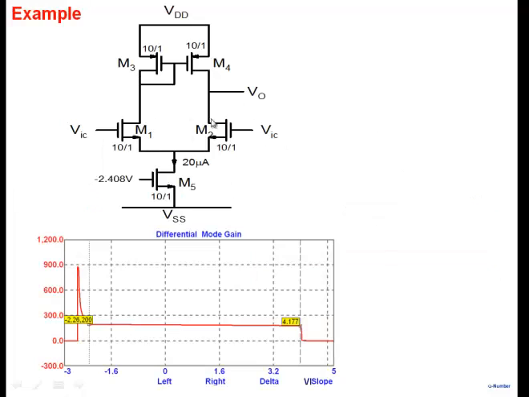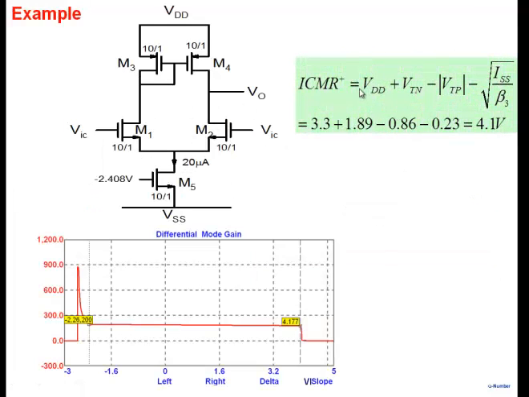All right, let me give you an example. The same example here, 20 microamperes. If I plug in all the values, VDD, VTN, VTP, and all of that, we get ICMR plus as 4.1. Even though the supply voltage is 3.3, ICMR plus is 4.1. The reason you can see here is that VTN is large because of body effect. Large body effect makes VTN large, and so VTN minus VTP and all of that gives us 4.1. And when we simulate, it gives us a very close value, 4.177.